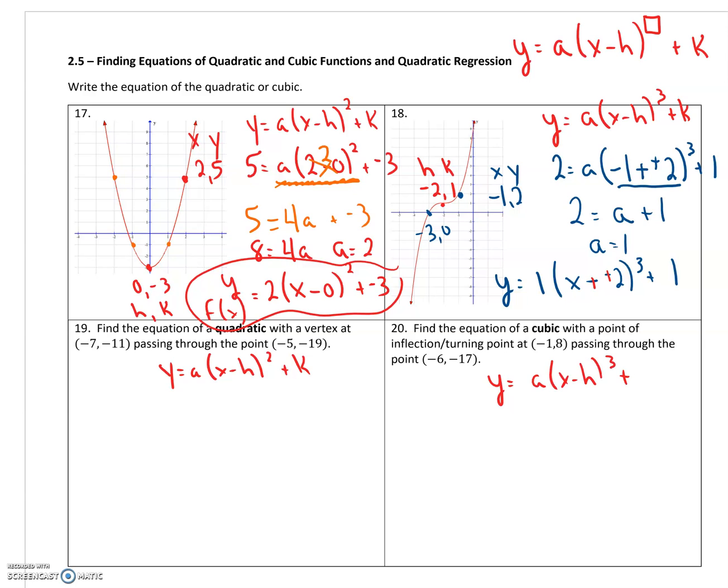Sorry, just writing those down. And what's what? So your vertex, this will be your h and your k. And this over here will be your x and your y. And here, -1/8, that will be your h and your k. And -16, -17 will be your x and your y. Okay? All right, let's move on.